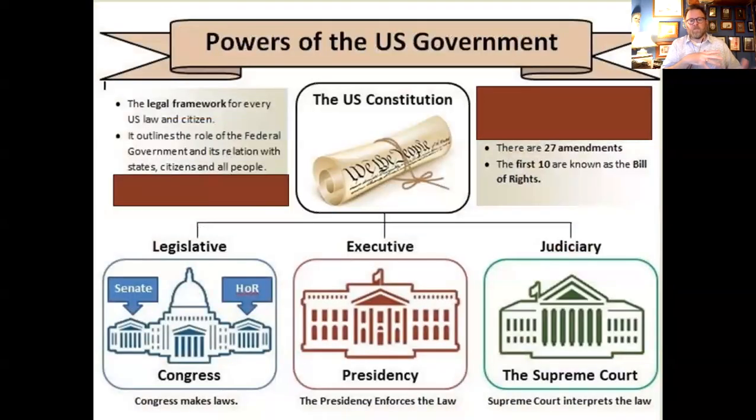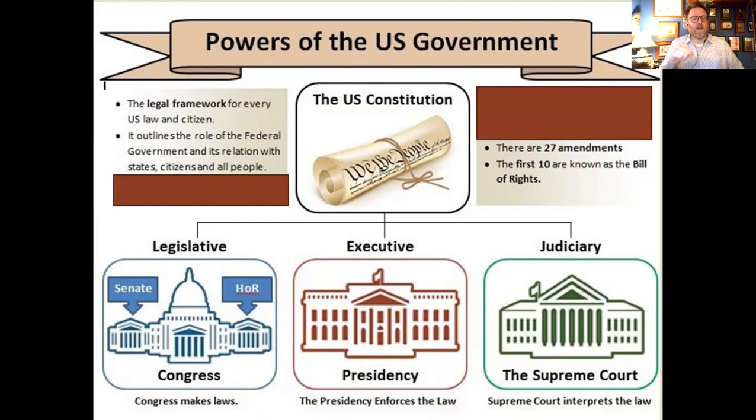Again, drawing from the Roman Republican ideas, but here's what the Americans actually came up with. And this is still basically how government functions. At the very, very top is the U.S. Constitution. So again, remember the Magna Carta, the law is king. They brought this forward with the Constitution at the top, the legal framework for every U.S. law that's passed. Every citizen needs to be governed by the Constitution.